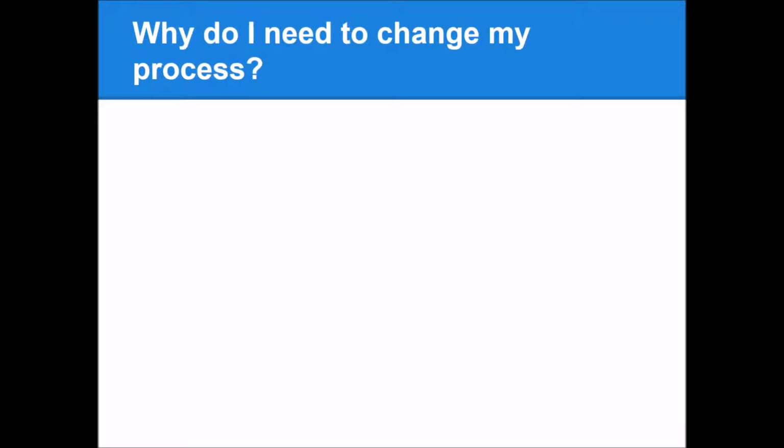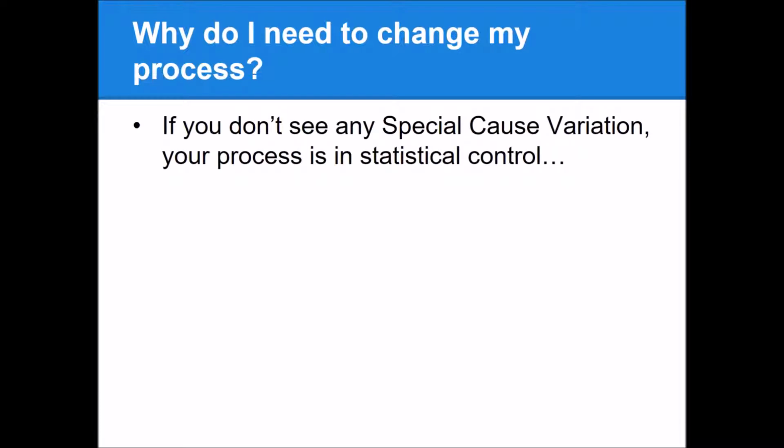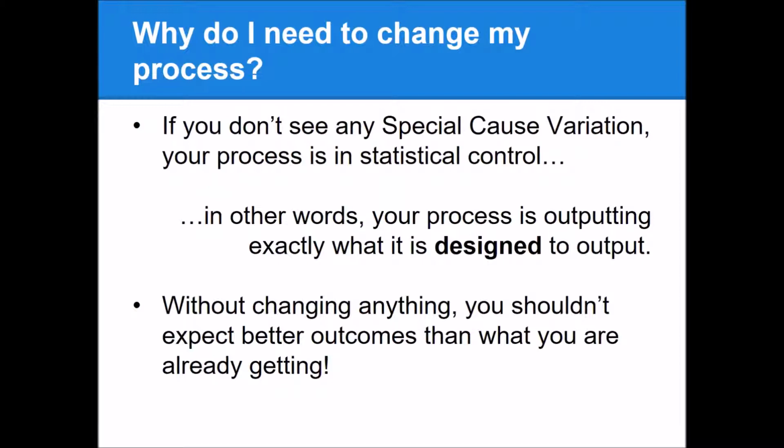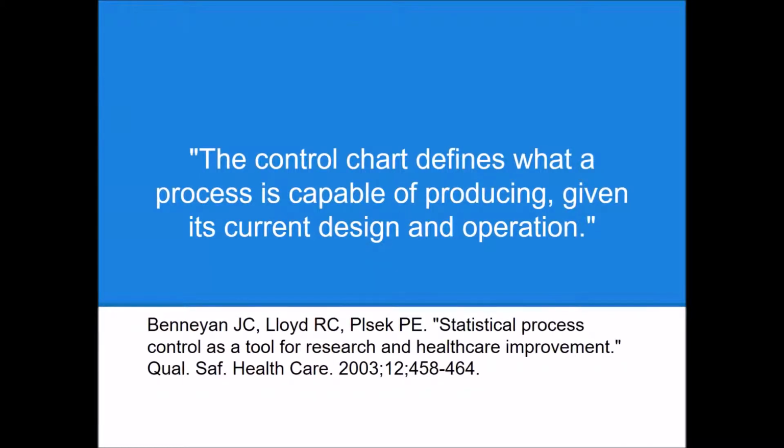Why do I need to change my process at all? Well, again, if you don't see any special cause variation in your process, that means that your process is in statistical control. In other words, your process is outputting exactly what it is designed to output. So without changing anything, you shouldn't expect better outcomes than what you're already getting. I think this is a great quote from one of the big quality and safety journals in healthcare. The control chart defines what a process is capable of producing, given its current design and operation.